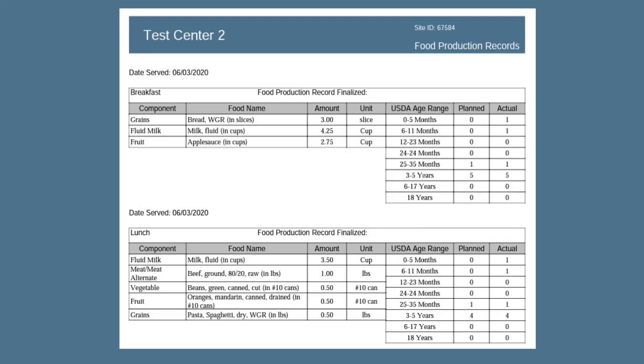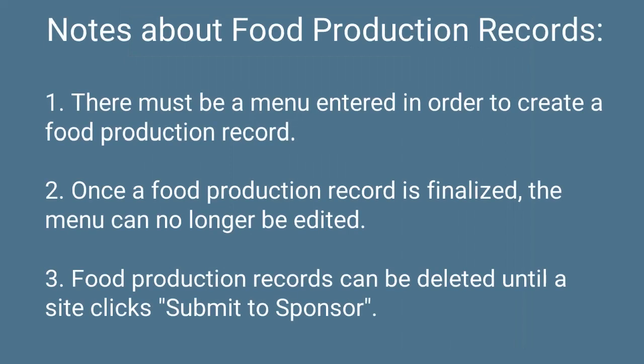Notes about food production records. 1. There must be a menu entered in order to create a food production record. 2. Once a food production record is finalized, the menu can no longer be edited. 3. Food production records can be deleted until a site clicks Submit to sponsor.